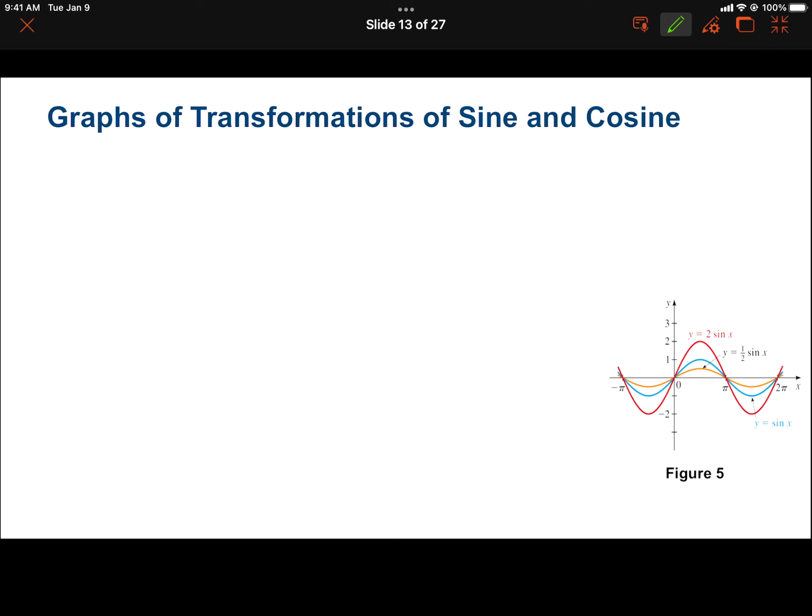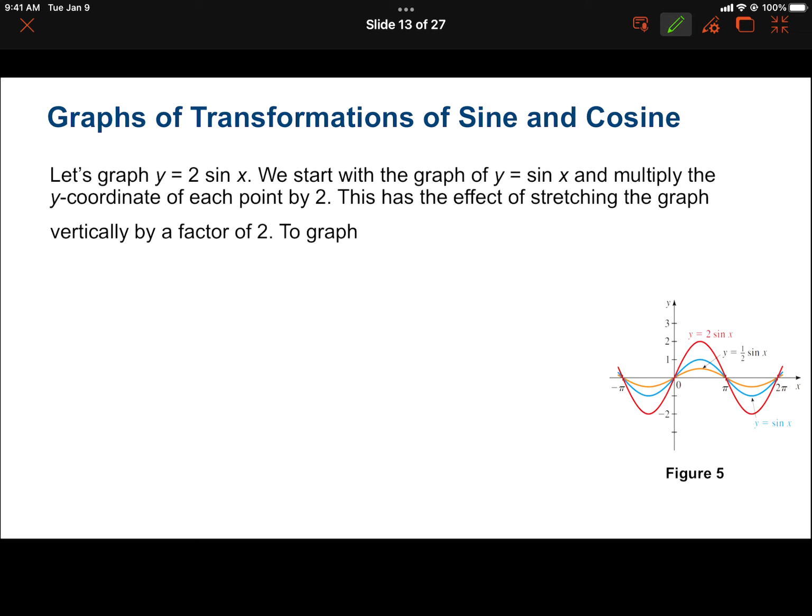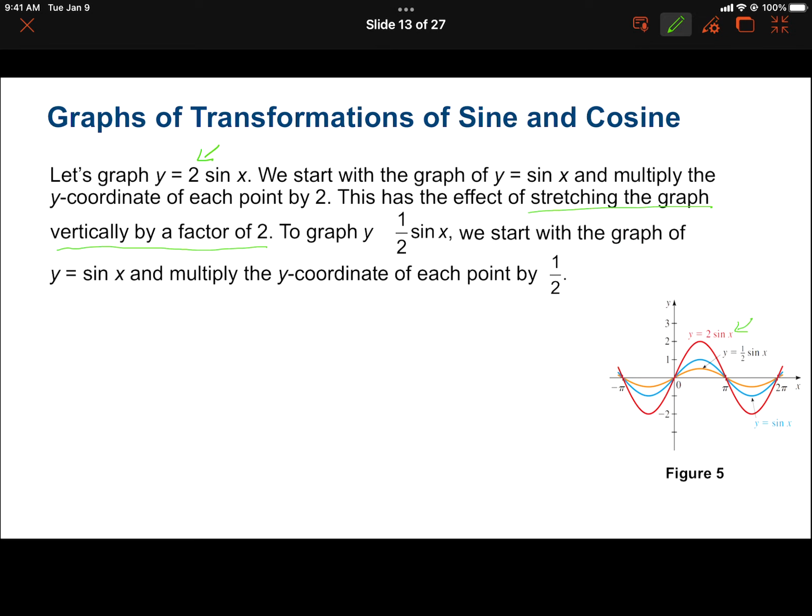And your next graphs, I left graphed for you on here. It's just showing you if I want to do y equals 2 sine x, well, now I'm multiplying by a 2 on the outside. So that means I have multiplied every y value by 2 on our graph, which is stretching our graph by a vertical factor of 2. We looked at that before. So if you look at our graphs down here, the blue graph is the original graph. The red graph is my y equals 2 sine x. I multiply everything by 2, so notice it stretches my graph up vertically.